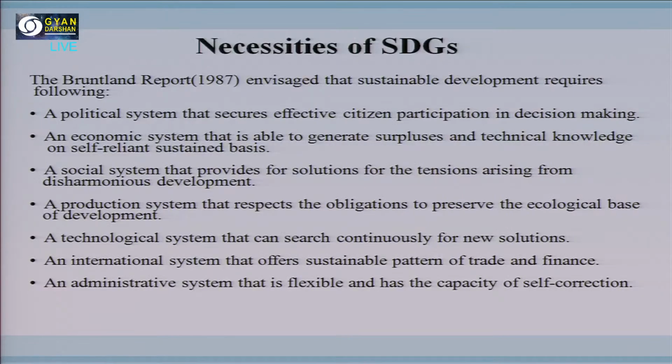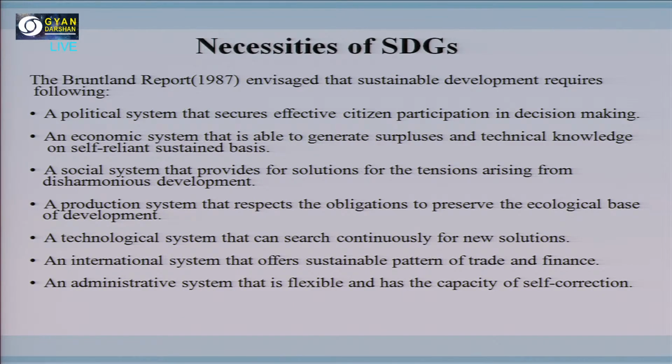Then the social system must promote social harmony. There must not be discord in society. Social networking should be good, so that everybody feels safe in society. The production system must be ecologically sustainable. As I told you, in the case of Punjab, excessive use of fertilizers and pesticides to enhance productivity has affected the soil health. That should not be.